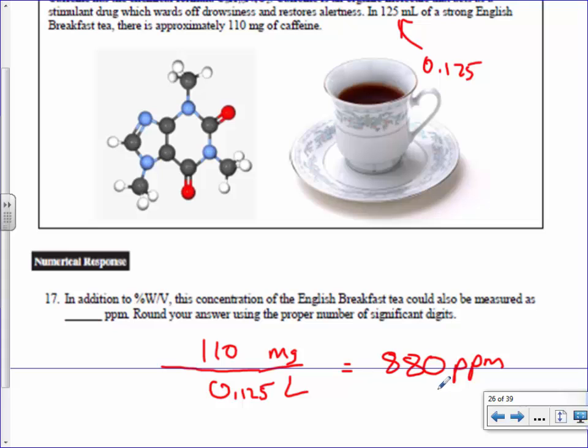Do those two questions make sense? Really, you're just taking two numbers and dividing them. One of them you times by 100, the other one you don't. All you got to do is make sure the units fit.